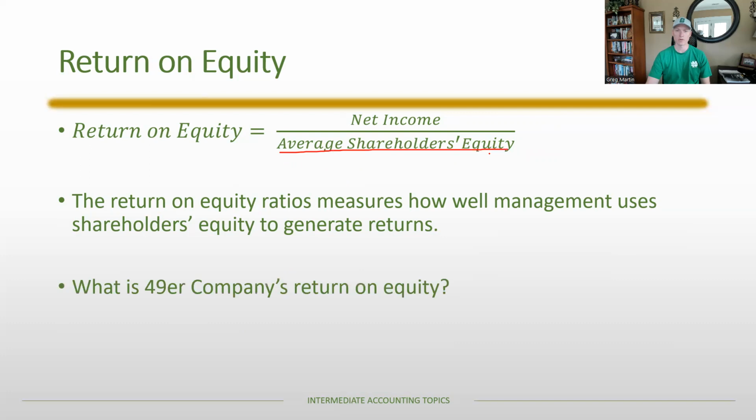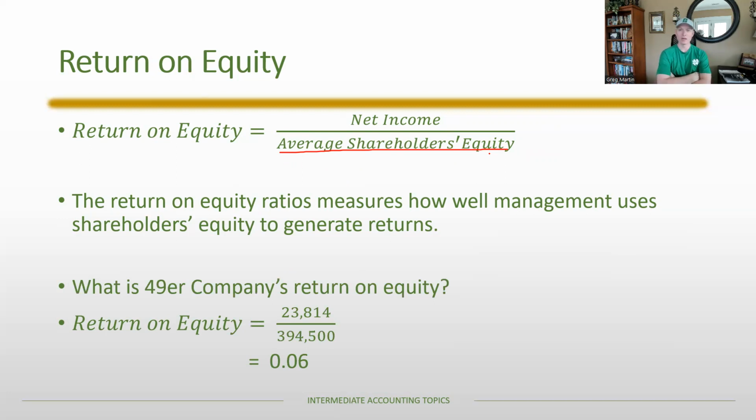And then for 49er Company, when we measure that, we get 0.06. And again, for every dollar invested by our shareholders, we produce 6 cents of income. Again, we don't know whether that's good or bad. We can say on average, you'd prefer more, so higher is generally better. But we're going to talk a little more about how there are certain levers that drive ROE that cause a little more concern than something like ROA. And you're going to see that here in a minute. But generally speaking, a higher ROE is going to be preferred by shareholders.